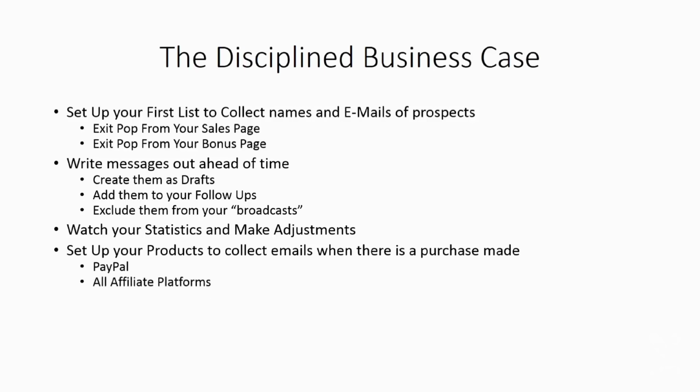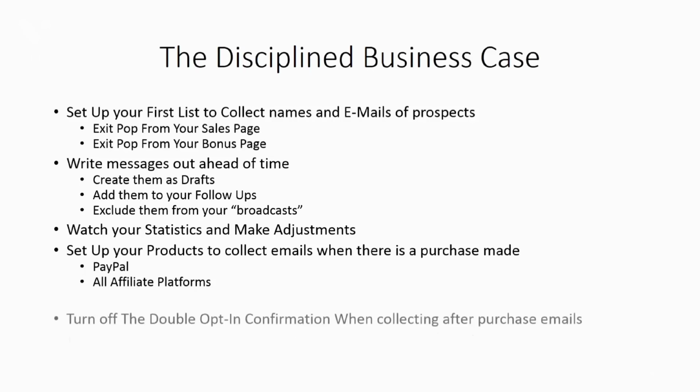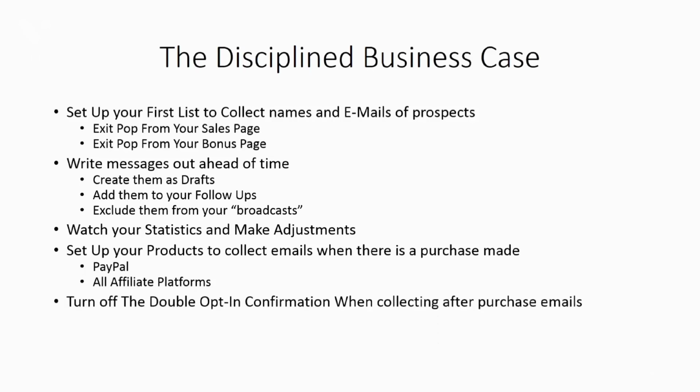And you can do this with all affiliate platforms. Now, the other thing that you need to do, and I think I talked about this in the advanced course, make sure you turn off double opt-in confirmation when you're collecting purchase emails. After purchase emails, there's no need for you to double opt-in.